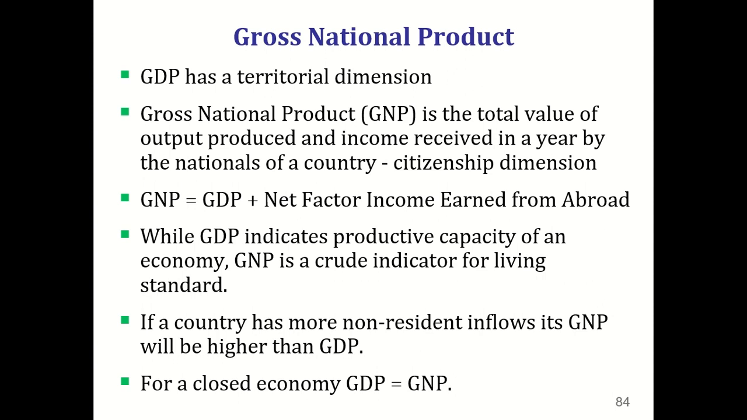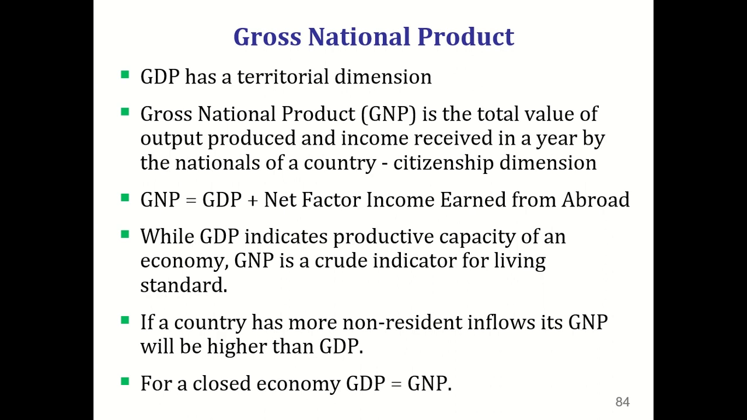Now, if a country has more non-resident inflows to its GDP, its GNP will be higher than GDP. We are using the word net to take care of the fact that not only are the domestic factors of production working abroad, but foreign factors of production are also working in India. Like Indian nationals are working abroad, but so also foreign nationals are working in India. Indian capital is employed in, say, the US or UK, but similarly capital from the US and UK is also employed in India and it is earning a return. So once we take care of the factor income earned by Indians as well as the factor income earned by foreigners, the difference of the two gives us the net picture.